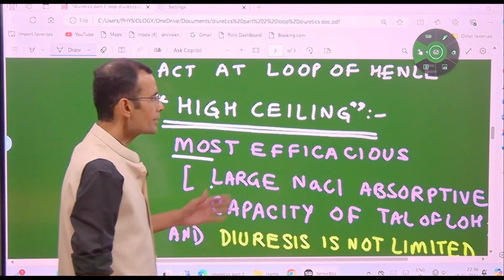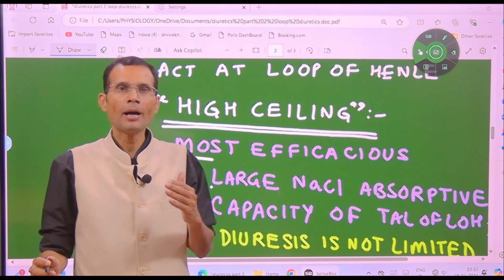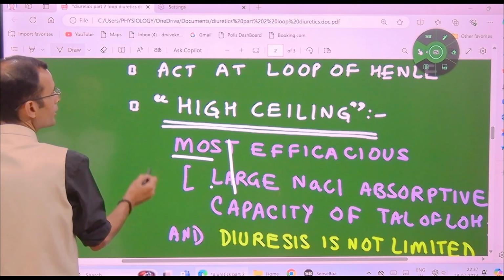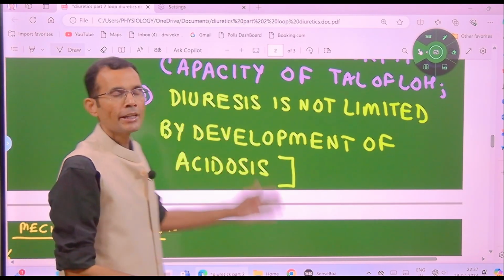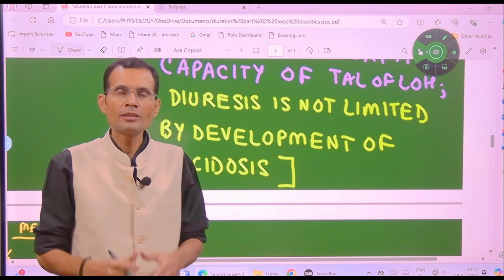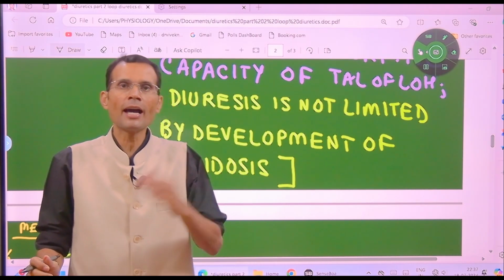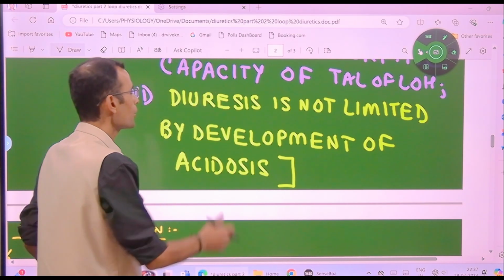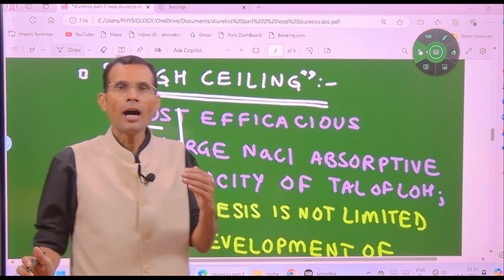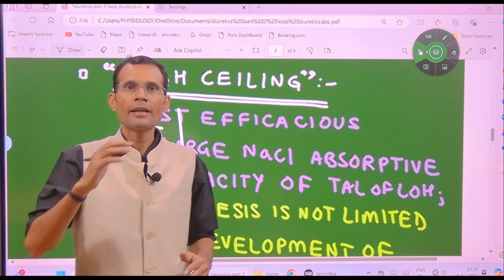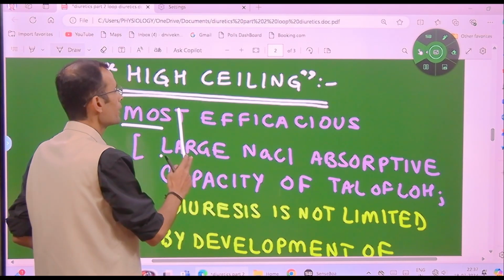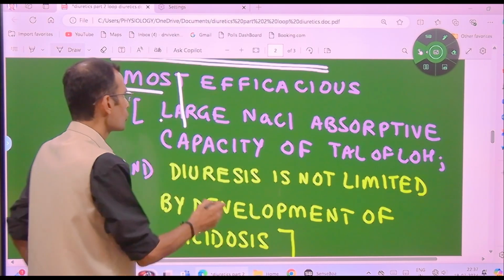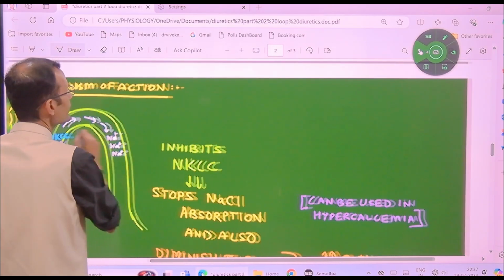The other reason is that their action is not limited by, say, acidosis. There are certain other diuretics, like carbonic anhydrase inhibitors. They result in acidosis, and that acidosis limits the action of those diuretics. That's not the problem with loop diuretics. So because of these reasons, they are said to be high ceiling diuretics. They hit the ceiling at very high doses, but before that their efficacy goes on increasing with your increasing dose. So, high ceiling diuretics. Let's see the mechanism of action.